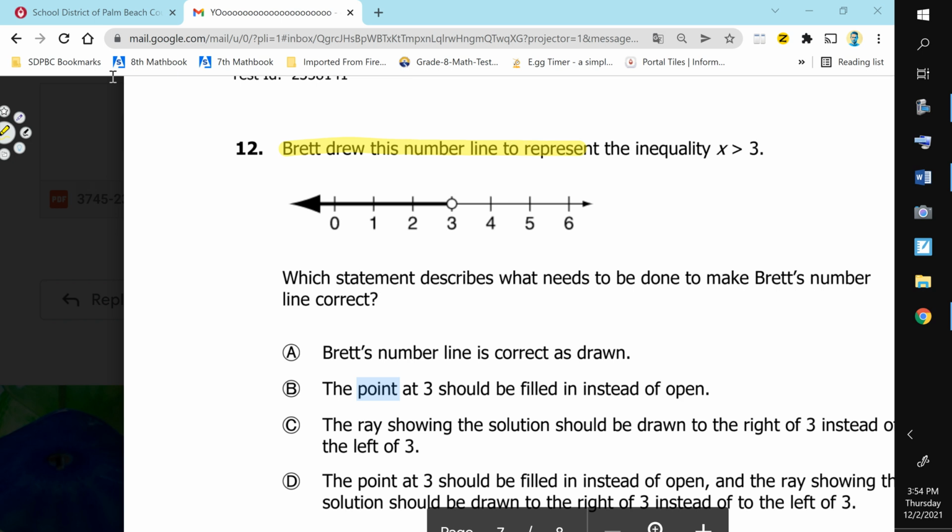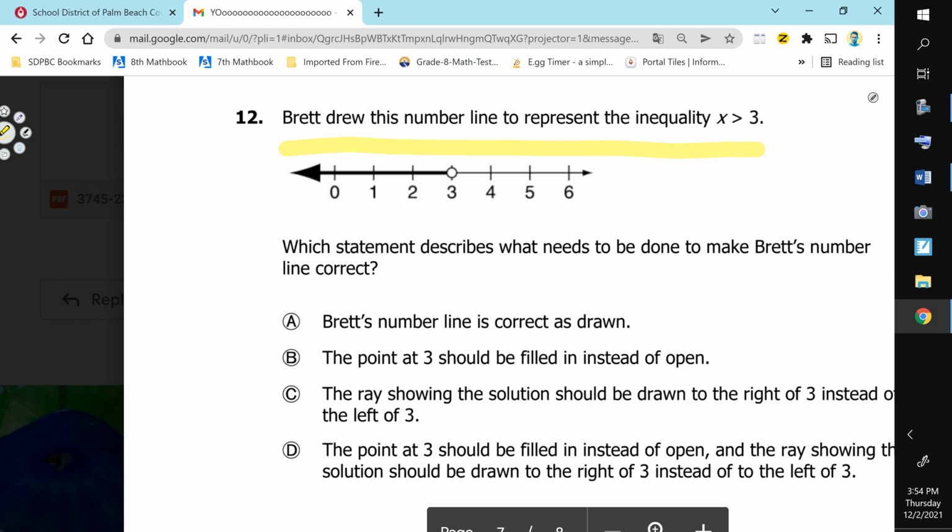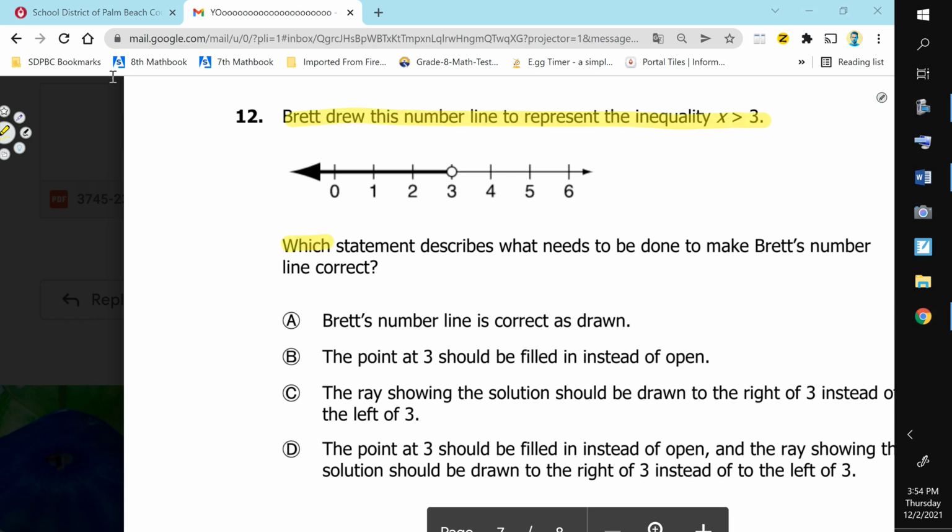Brett drew this number line to represent the inequality x is greater than 3. Let's scroll up a little bit. Which statement describes what needs to be done to make Brett's number line correct? A. Brett's number line is correct as drawn. B. The point at 3 should be filled in instead of open. C. The ray showing the solution should be drawn to the right of 3 instead of to the left of 3. D. The point at 3 should be filled in instead of open, and the ray showing the solution should be drawn to the right of 3 instead of to the left of 3. Which one do you think it is?